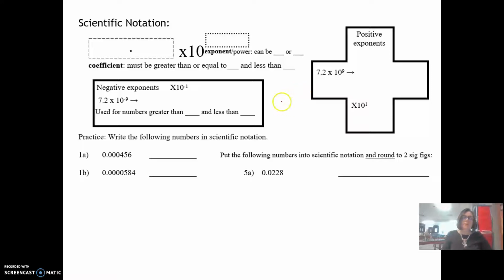This video is a quick refresher of our scientific notation. I know you've learned about it in the past, but you may not have used it in a while, so this refresher could be useful.